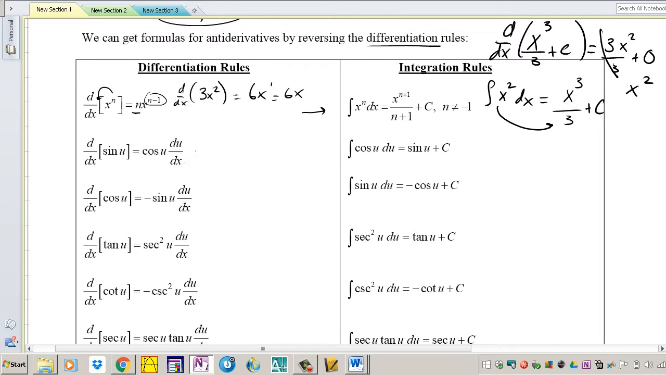Now here are the rest of the formulas. These are pretty self-explanatory. The derivative of sine is cosine, so that means that the antiderivative of cosine is sine. How do you check it? You take the derivative of sine and it's cosine. And I forgot to say plus c here. The derivative of sine x is cosine x, the derivative of c is 0, so that's why all antiderivatives will always have a plus c. If you miss plus c, you pretty much get it wrong.